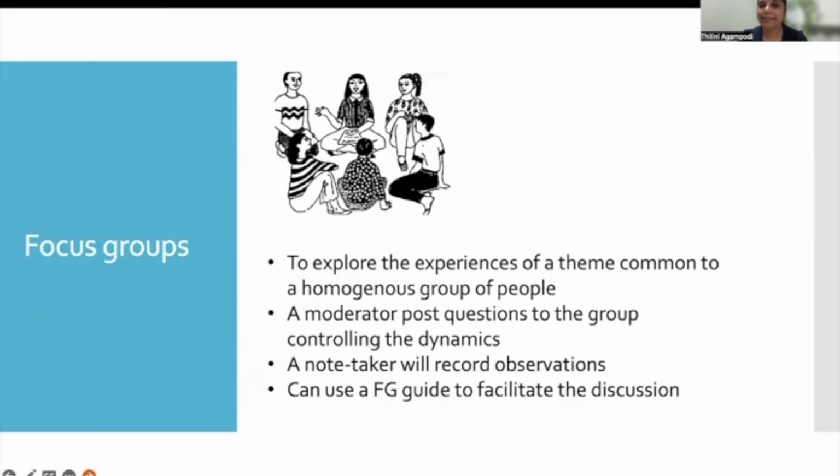The second type of method is called focus group discussions. As implied by the picture, there are a lot of people. Focus groups are used to explore the experience of a theme common to a homogeneous group of people.